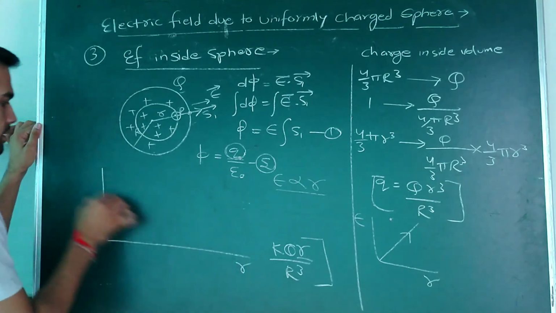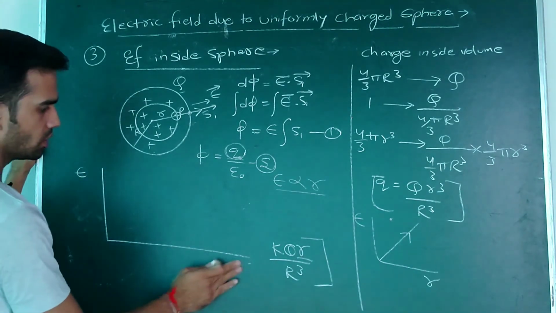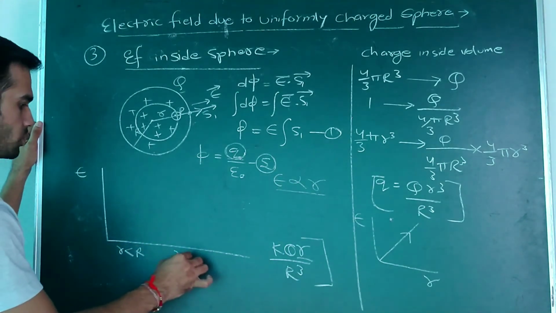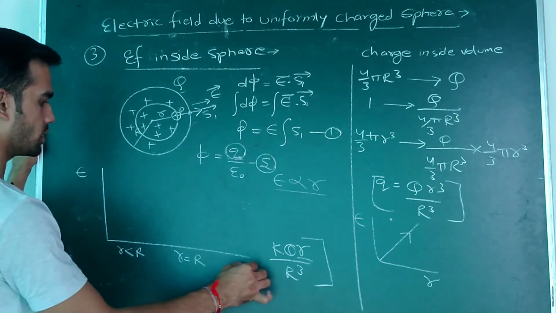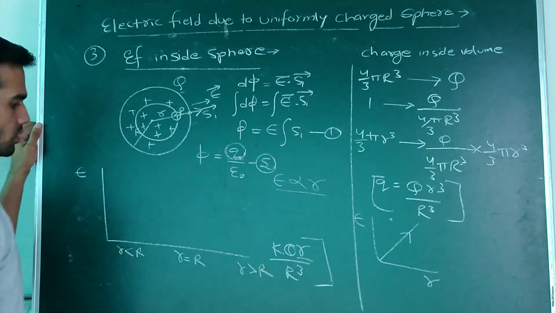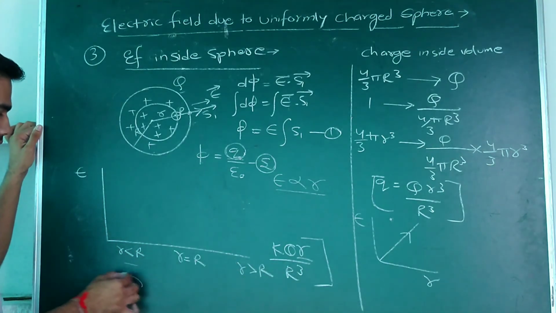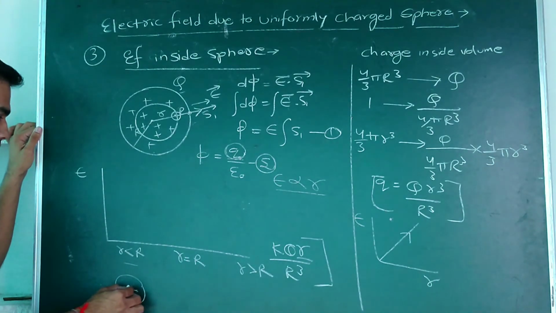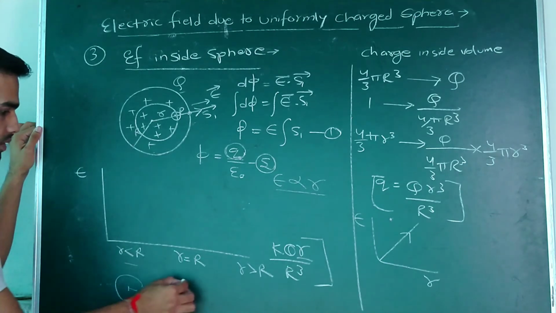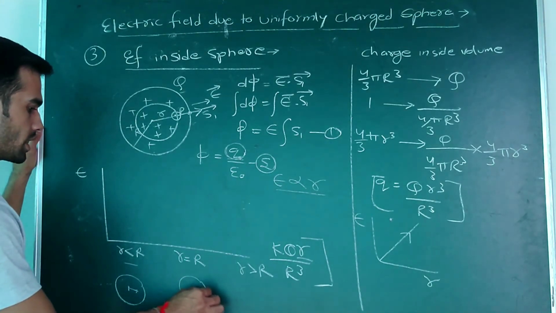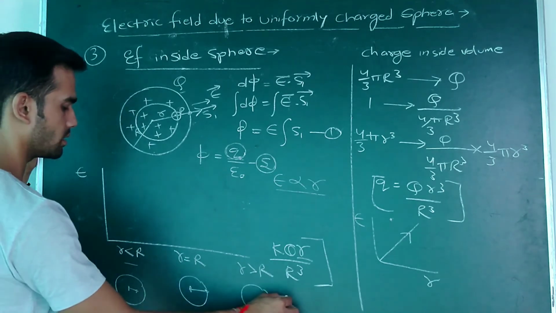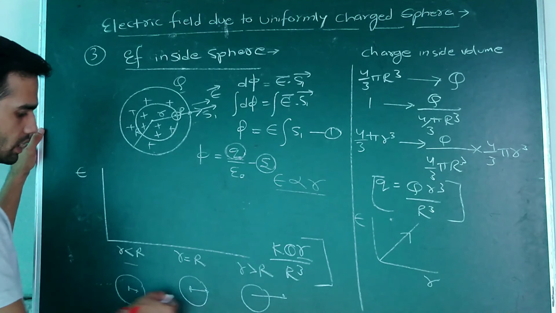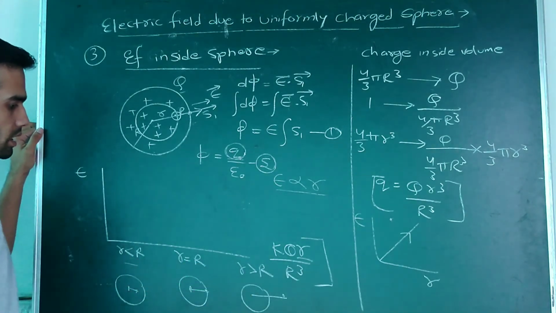Between distance and electric field. So when the value of small r is less than capital R, small r becomes capital R, and small r is greater than capital R. Okay, inside this sphere, in this case, the point is situated inside the sphere at which we want to calculate electric field. In this case, the point is situated at the surface, and in this case, the point is outside the surface. Okay, so there are three cases according to these three conditions.